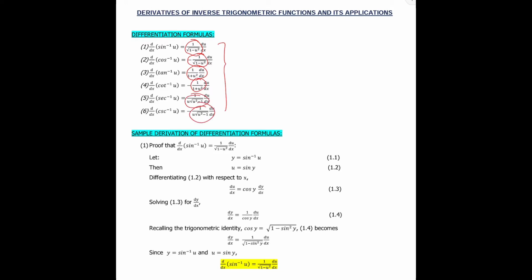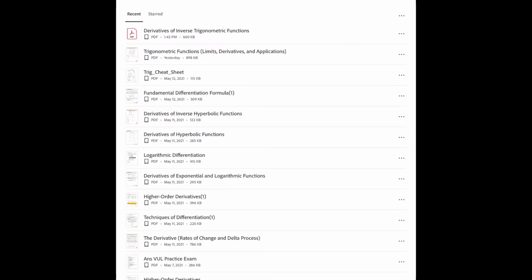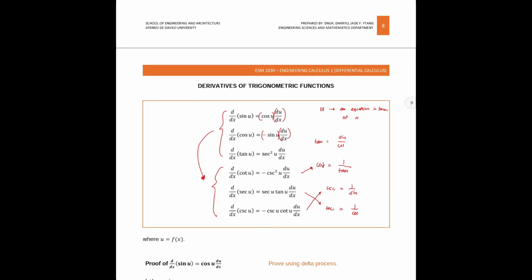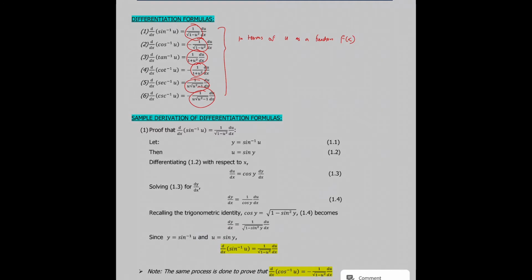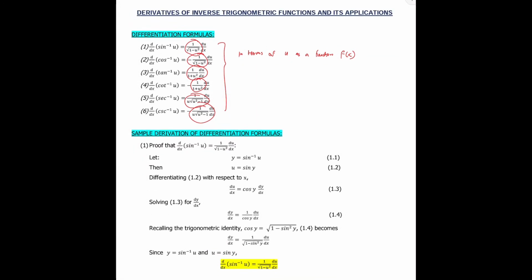So dili na ta makakita og trigonometric identity in terms of u as a function, f of x. So to revisit, mao ni siya ang katong sa ordinary nga trigonometric functions. So mapansin ninyo na in terms of trig identities gyapon ang resulting na form, which is unlike this one.